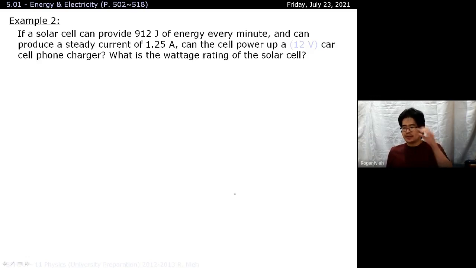So if you need to leave some space to fill in the question, then you're more than welcome to do so. Again, this is another rather ridiculous question, but it's just to show the units as they blend together to get to our conclusion.